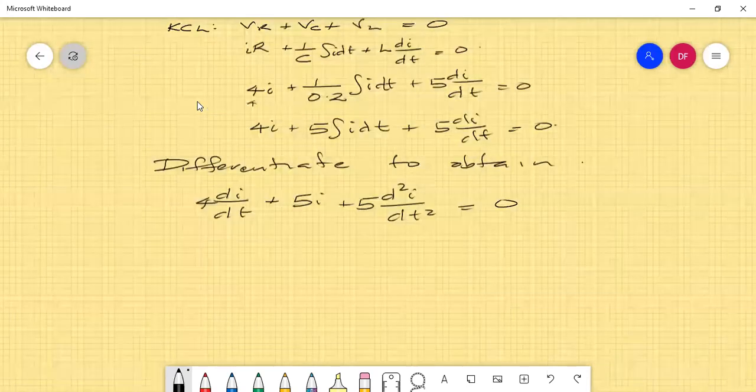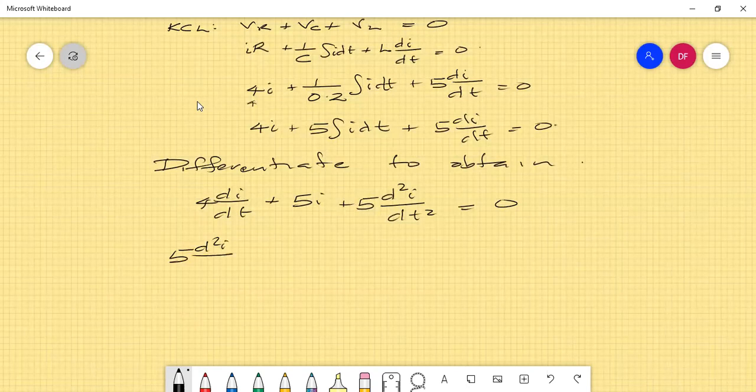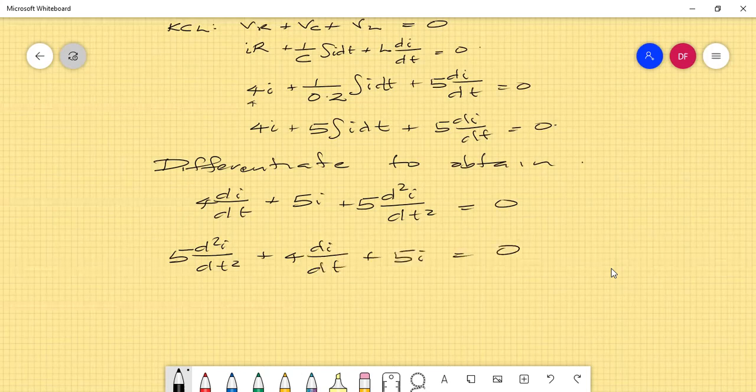So we can write it down: 5 d2i by dt squared plus 4 di by dt plus 5i equals 0 is the differential equation.